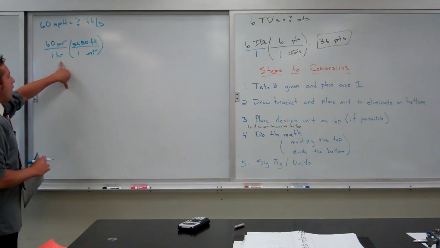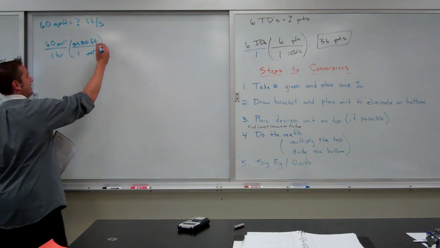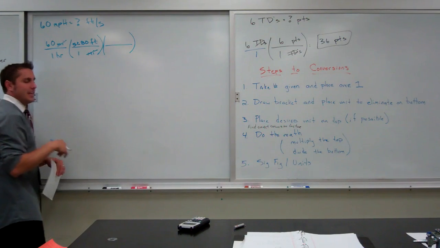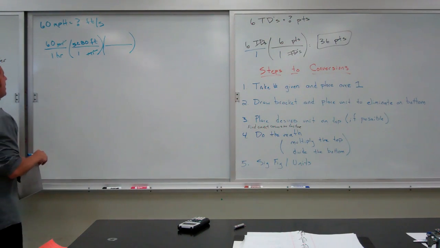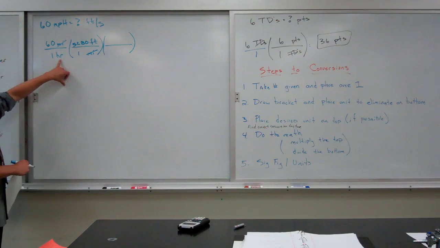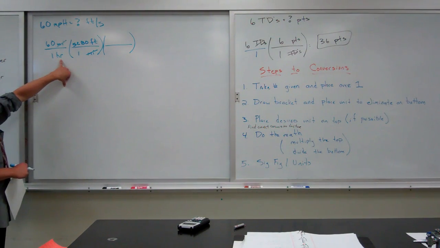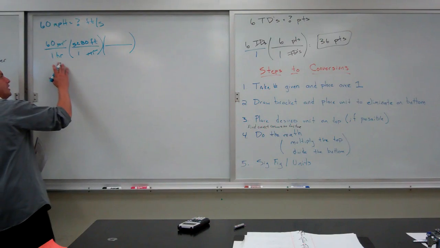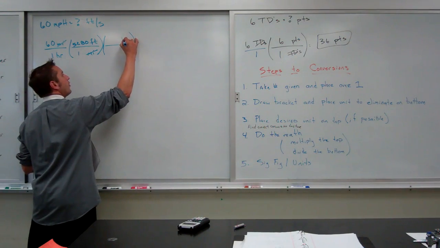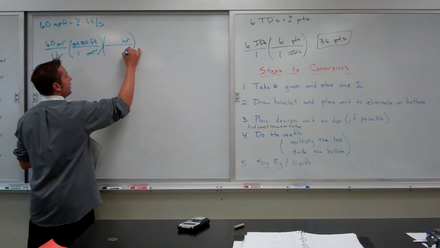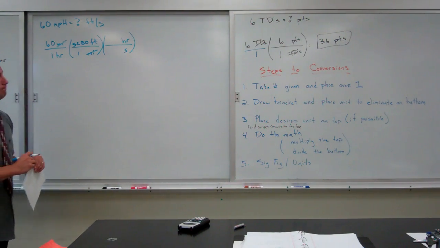I don't want hours on the bottom, I want seconds. So I am now going to have to try to get rid of hours on the bottom and get seconds there. Here's where things get a little different. If hours is on the bottom, I need to put hours on the top to get it to cancel, because we always cancel opposite. So if I want to get rid of hours, I have to put it up here. Then I will put seconds on the bottom.